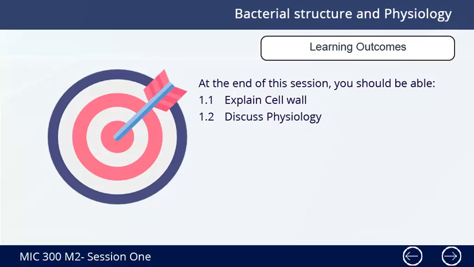Learning outcome for study session 1. At the end of this study session, you should be able, firstly, to explain cell wall and discuss its physiology.